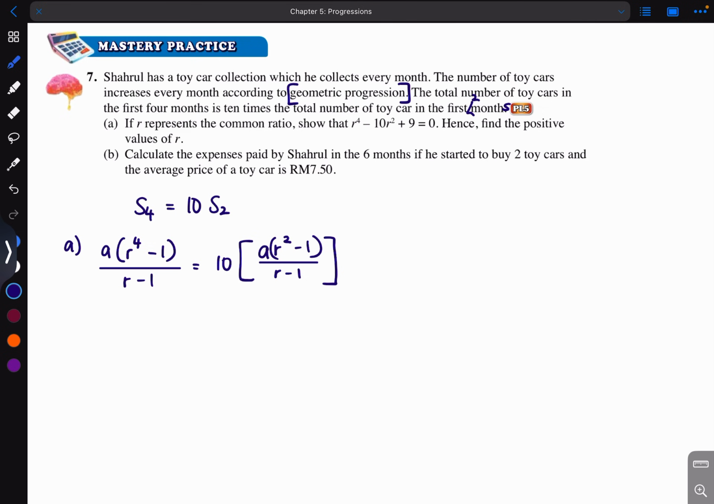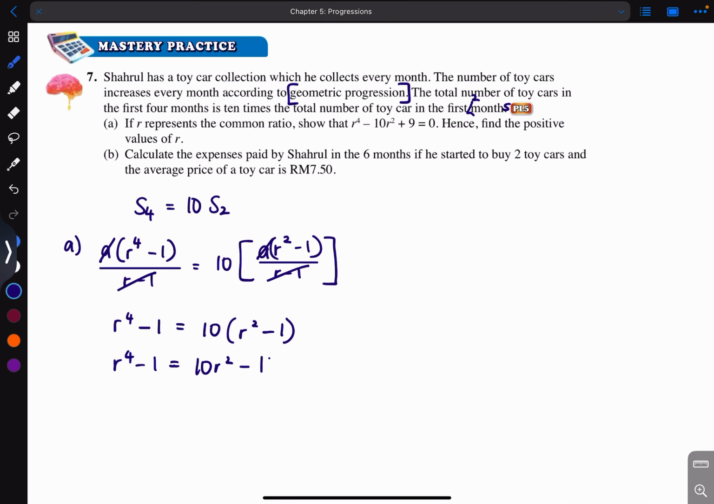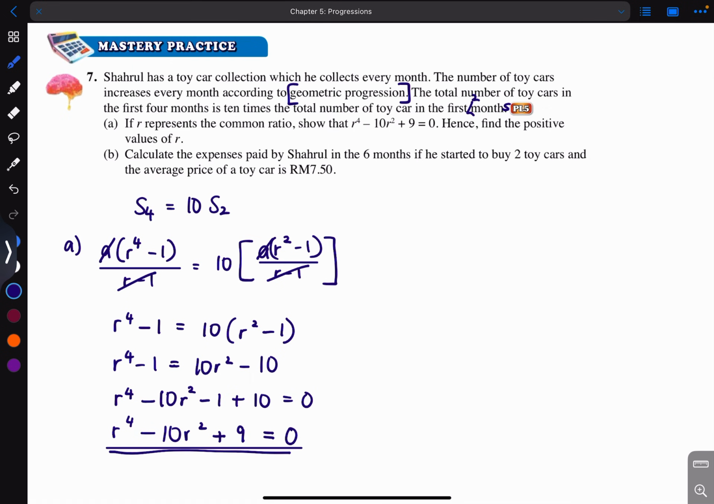Now we need to cross multiply. So we can cross out this r minus 1 since we have it on both sides. We can cross out the a. So we'll get r^4 minus 1 is 10 times (r squared minus 1). So we expand this: 10r squared minus 10. Minus 1 plus 10 is 9. Sorry, r^4 minus 10r squared plus 9 equals 0. Done. So we can say shown.